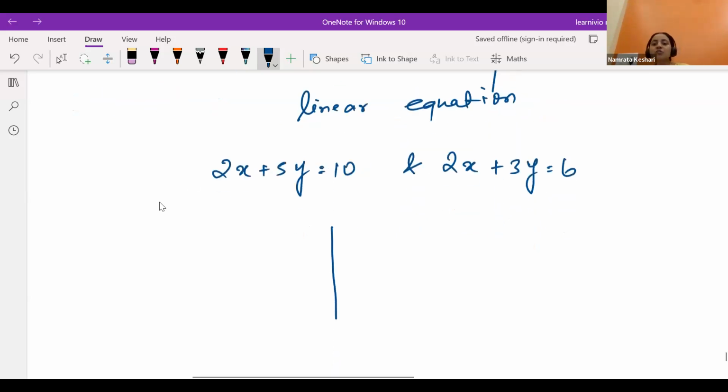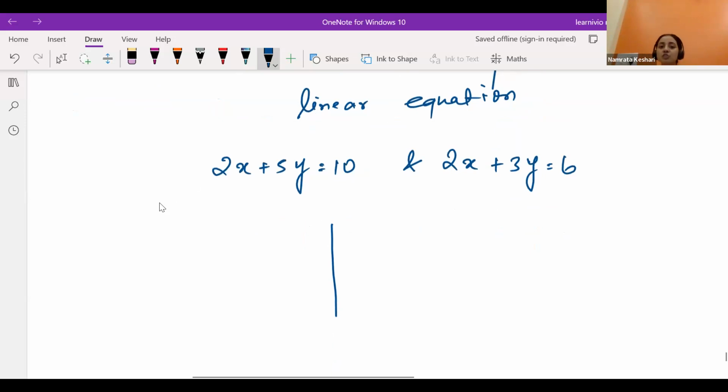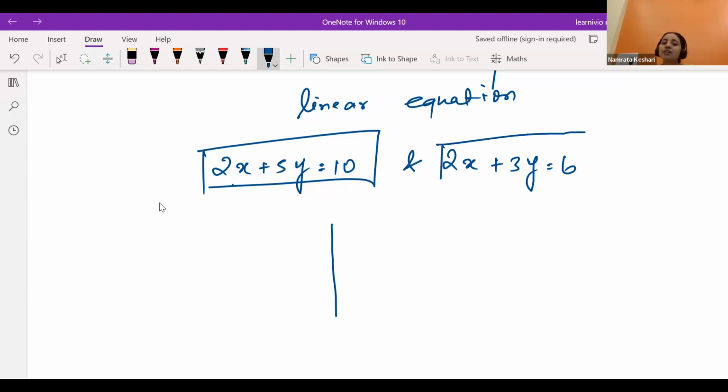Okay, so we are supposed to find a solution. For the first linear equation in two variables, how many solutions are there? Infinitely many solutions; there are so many points which will satisfy this equation. And for the second one, there are infinitely many solutions. Now we are supposed to find a solution which is the solution for the first one also, and the solution for the second one also. Such a solution we are supposed to find, which is a common solution.